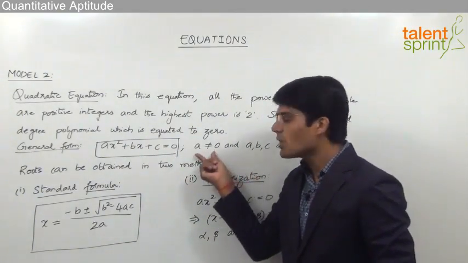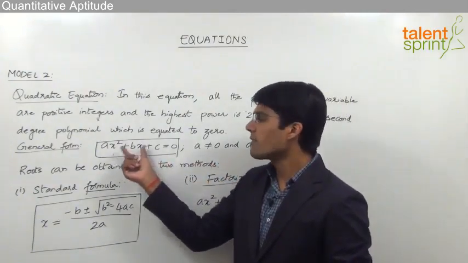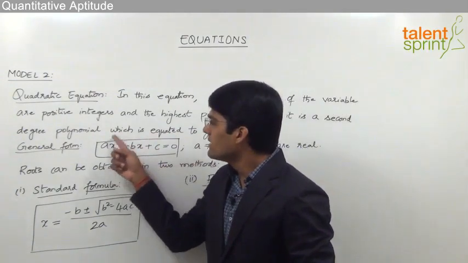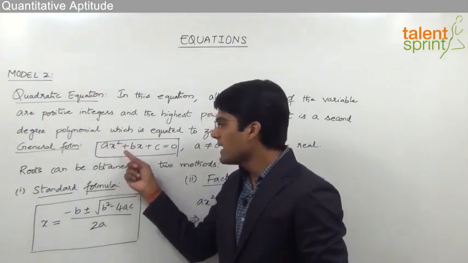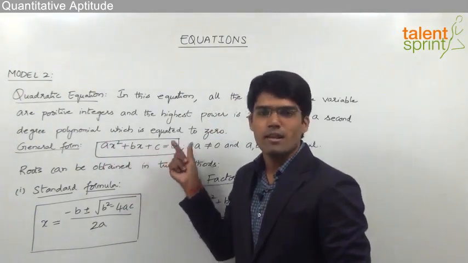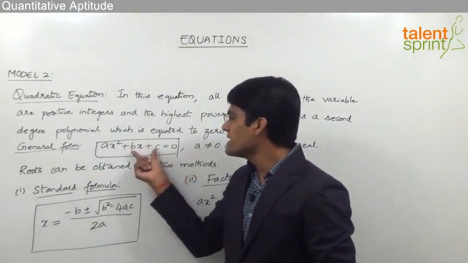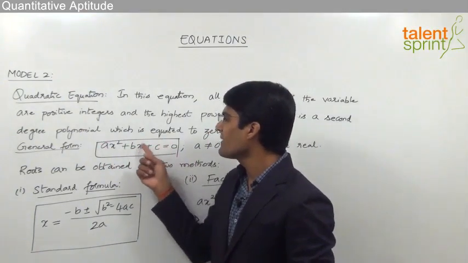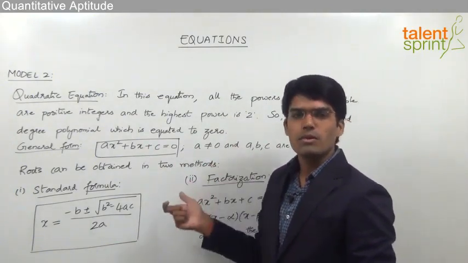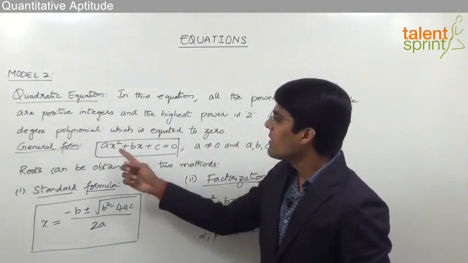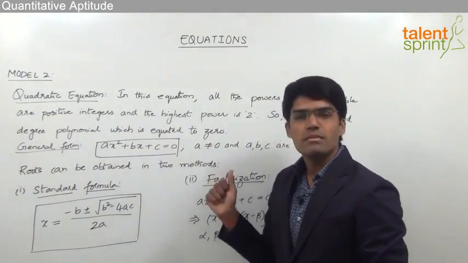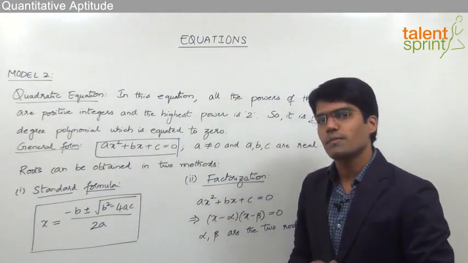Remember friends, a cannot be equal to 0 in the general form of a quadratic equation. Why? Because if a is equal to 0, then this whole term will become 0. And the left out part is bx plus c equals to 0. And bx plus c cannot be a quadratic equation. Why? Because when it is bx plus c equals to 0, the highest power of x is only 1, and hence it becomes a linear equation. So for an equation to be a quadratic equation, the coefficient of x square should not be equal to 0. The other two coefficients can be 0, but a should never be equal to 0.